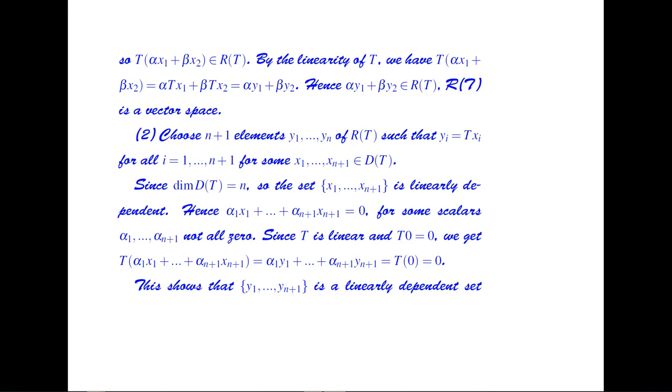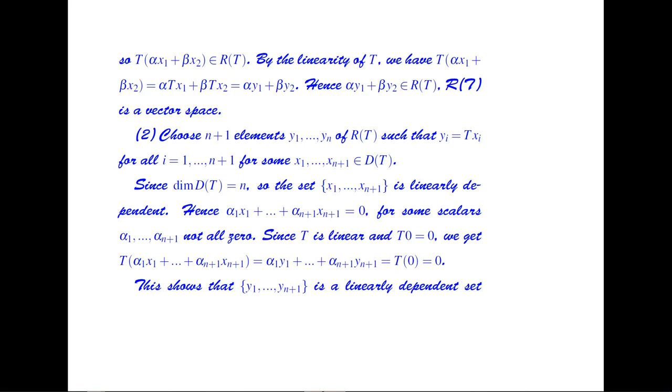Now since T is linear and T(0) = 0, we get T of the left hand side, alpha1 x1 + ... + alpha(n+1) x(n+1), equal to alpha1 y1 + ... + alpha(n+1) y(n+1), which is equal to T(0) = 0.